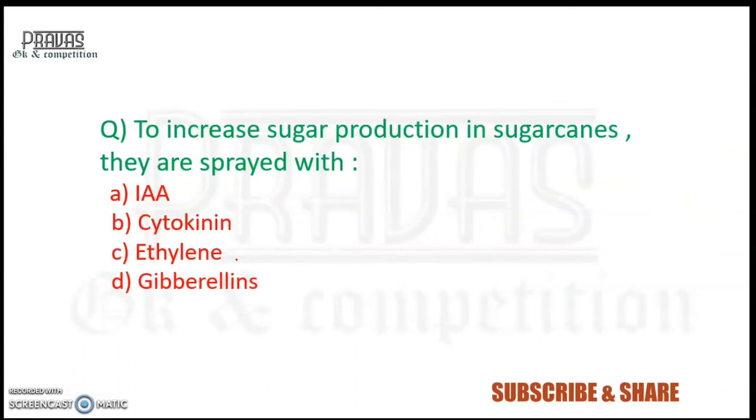The next question is, to increase the sugar production in sugarcane, they are sprayed with? The options are IAA, cytokinin, ethylene, gibberellin. And the answer is gibberellin. Remember, gibberellin is a growth promoting hormone which is mainly sprayed on sugarcane to increase sugarcane production.